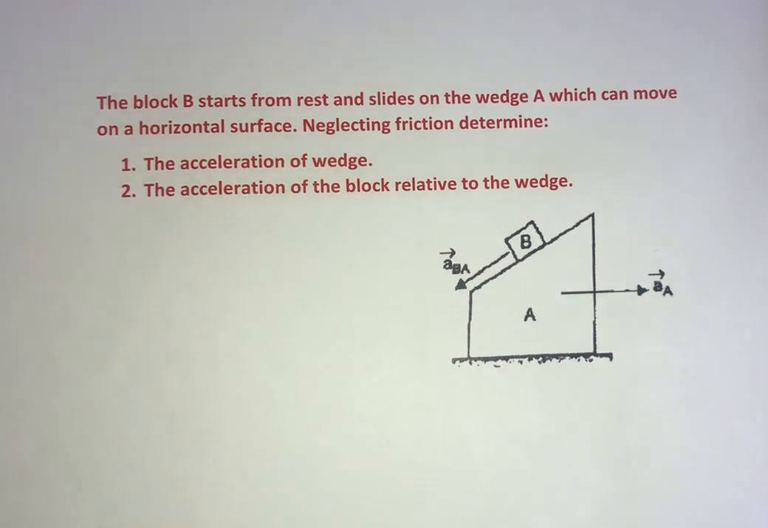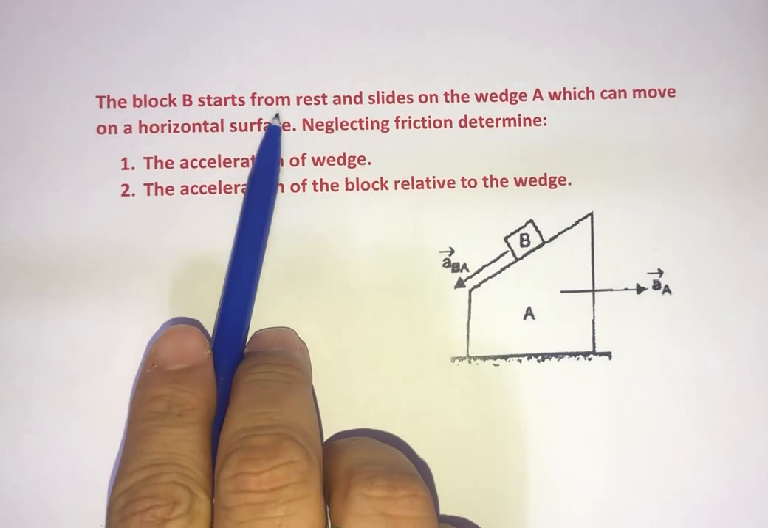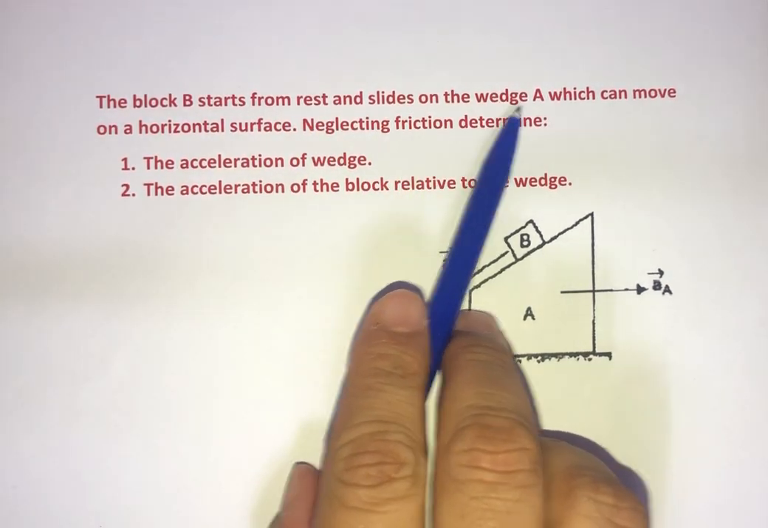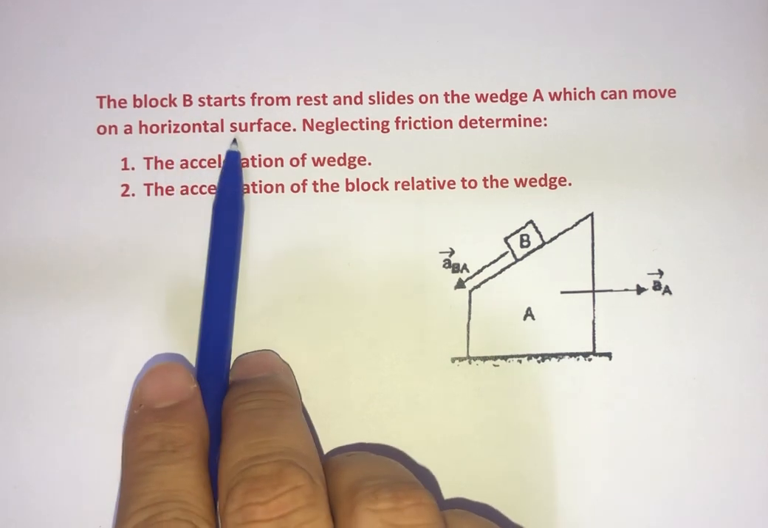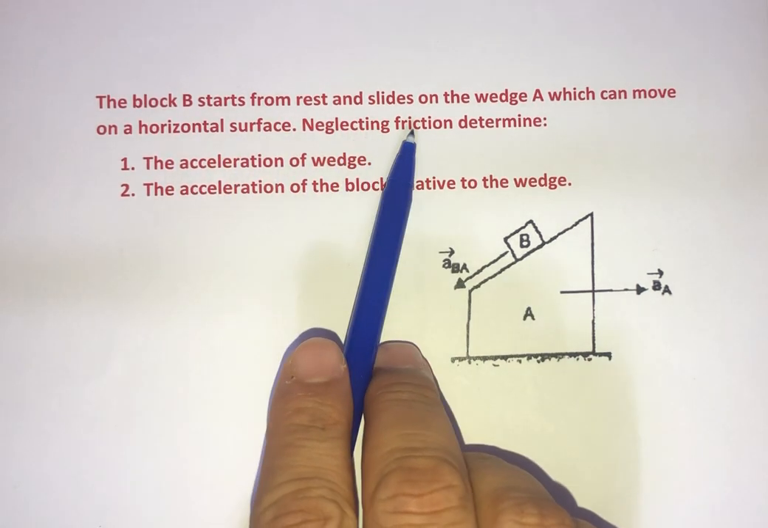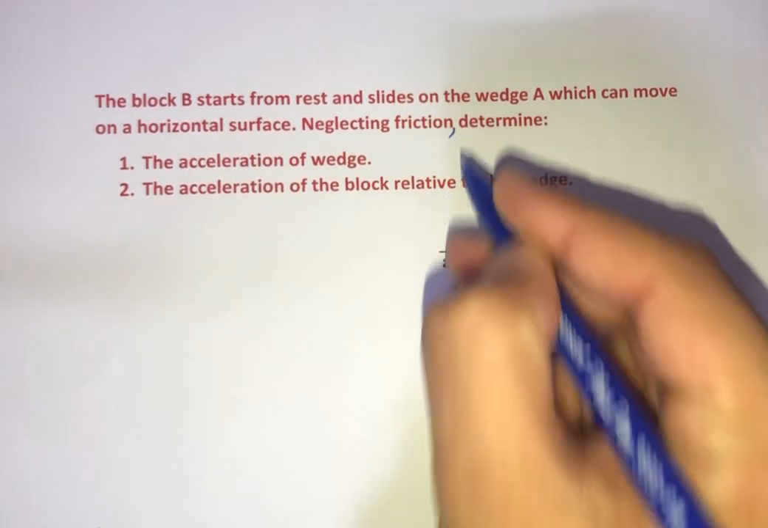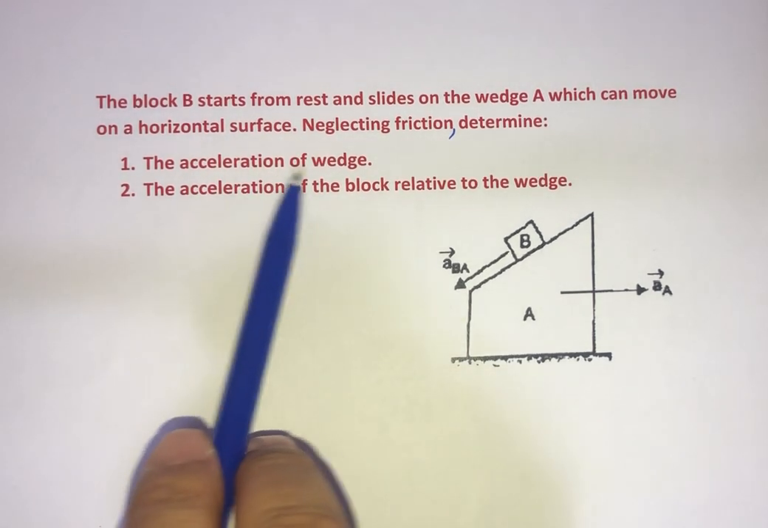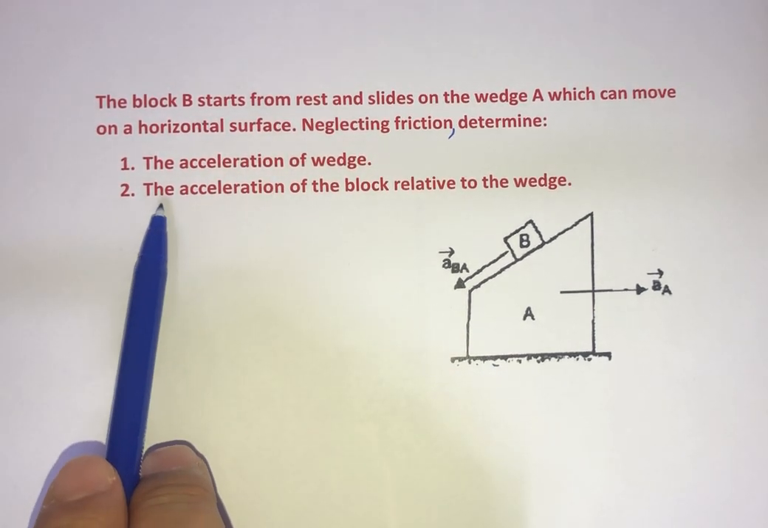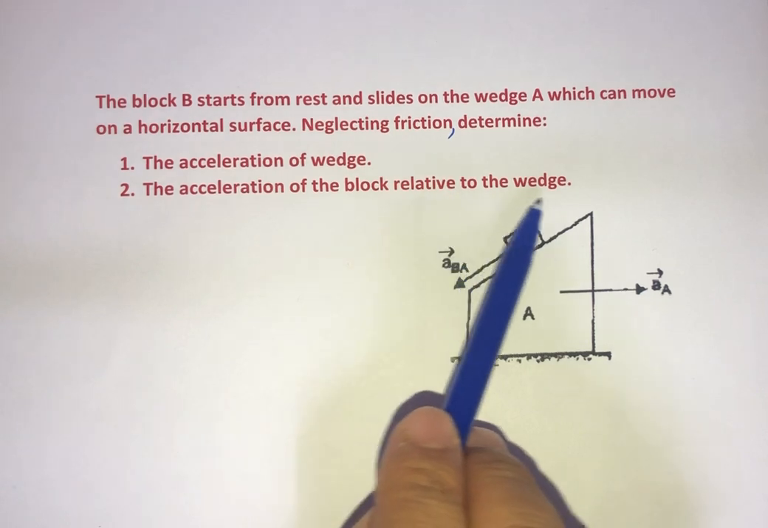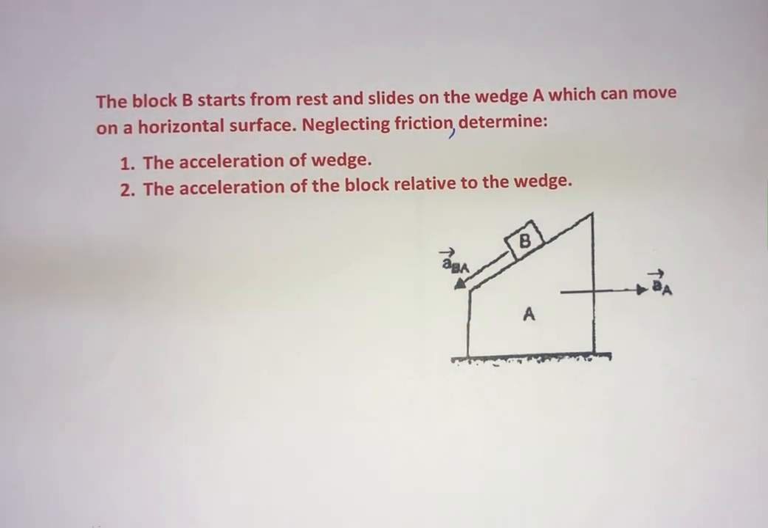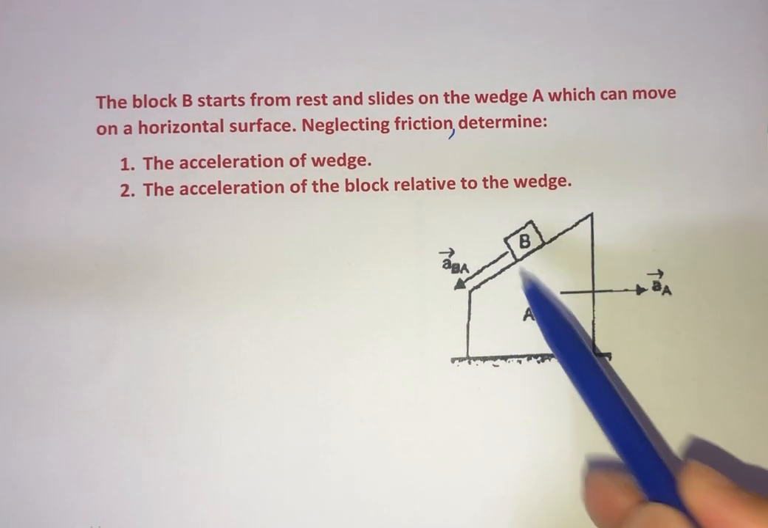Hello friends, in today's question, block B starts from rest and slides on a wedge A which can move on a horizontal surface. Neglecting friction, determine the acceleration of the wedge, and second part, the acceleration of the block relative to the wedge.